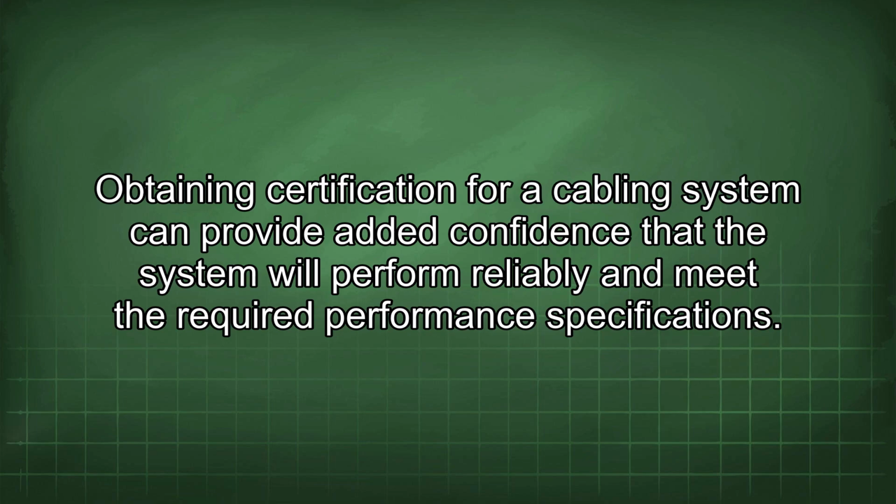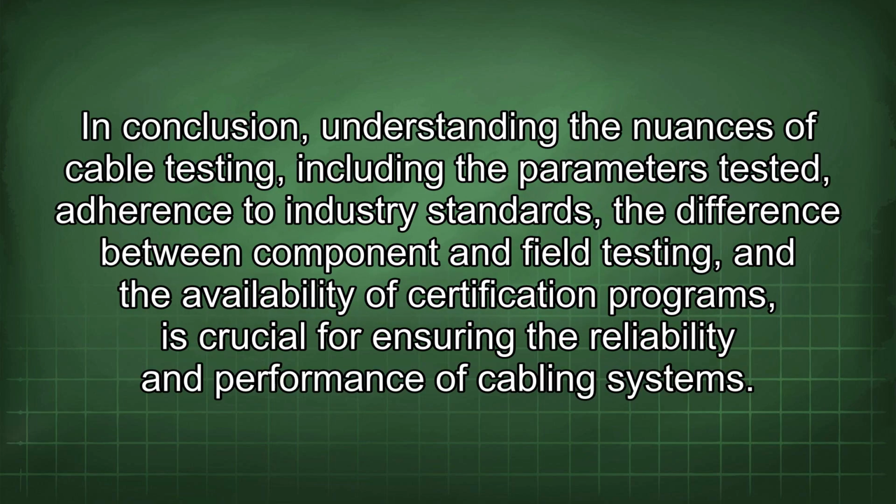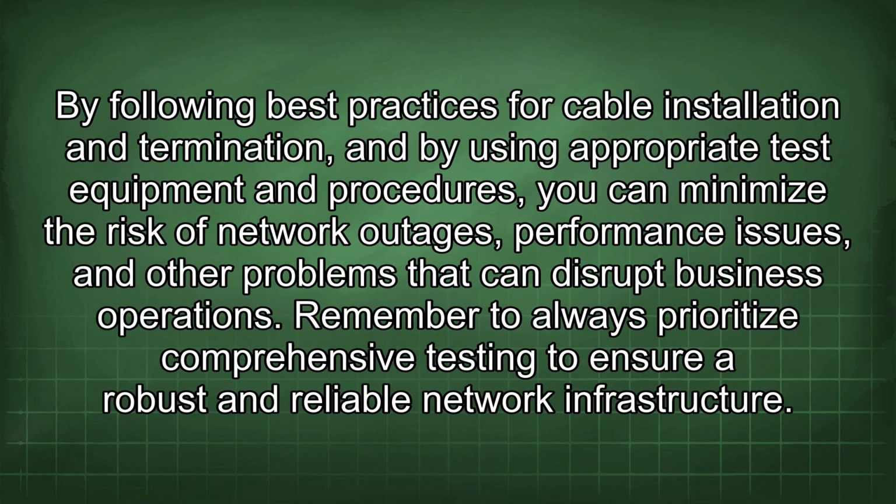In conclusion, understanding the nuances of cable testing, including the parameters tested, adherence to industry standards, the difference between component and field testing, and the availability of certification programs, is crucial for ensuring the reliability and performance of cabling systems. By following best practices for cable installation and termination, and by using appropriate test equipment and procedures, you can minimize the risk of network outages, performance issues, and other problems that can disrupt business operations. Remember to always prioritize comprehensive testing to ensure robust and reliable network infrastructure.